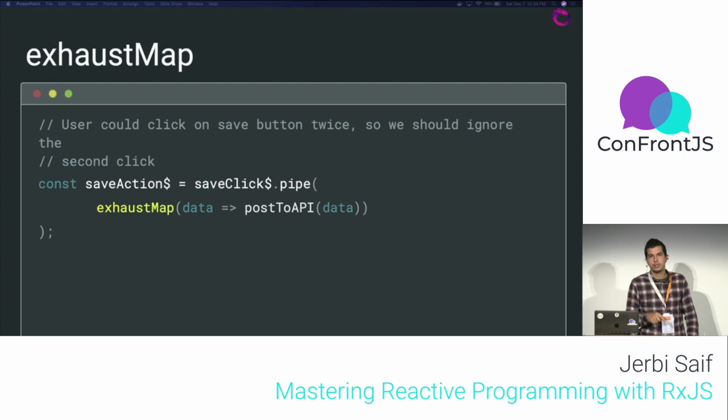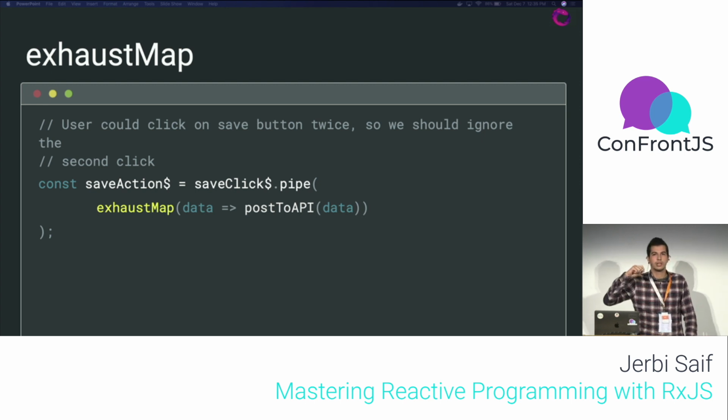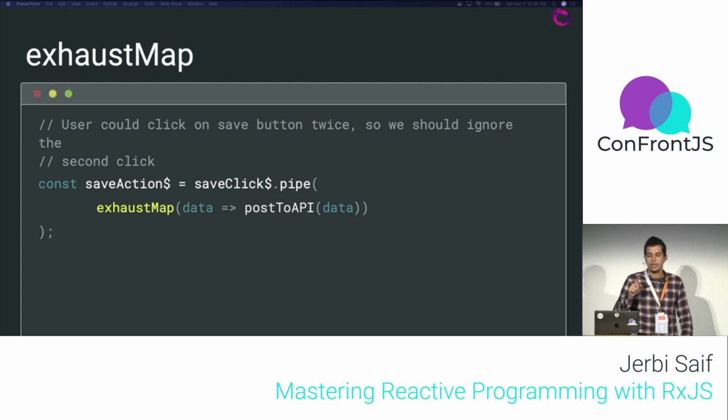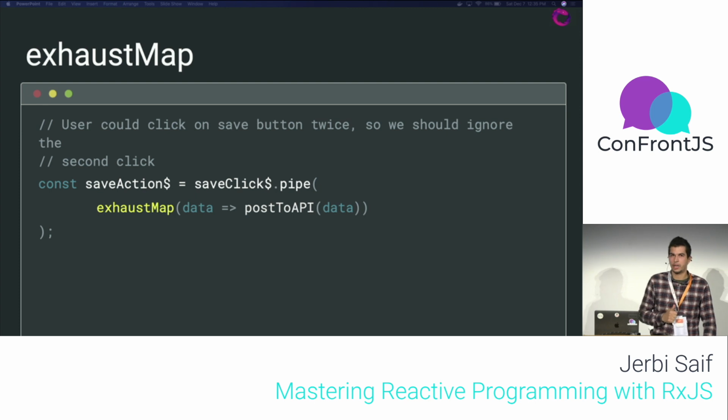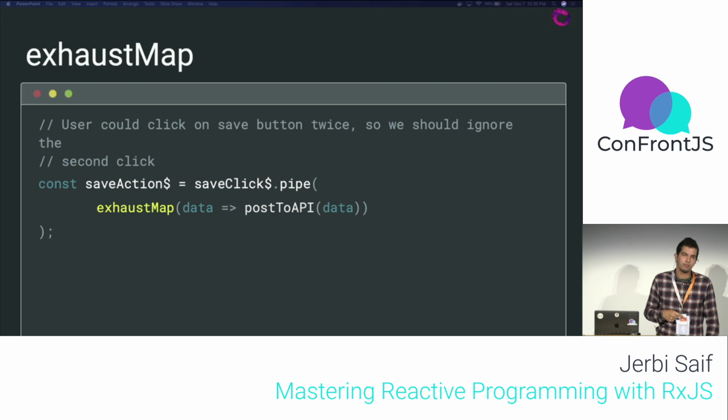So I will use this operator because it will ignore all the incoming data on my observable until the first one, the previous one, is completed. So the first click will be sent to the backend, and even if the user has clicked many times on this button, I will handle only one request.